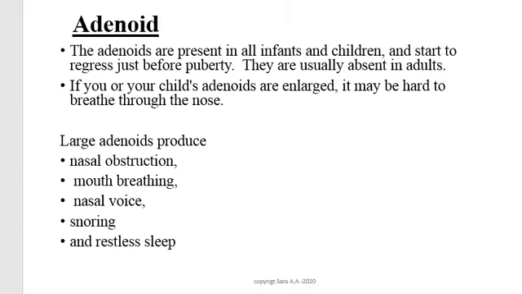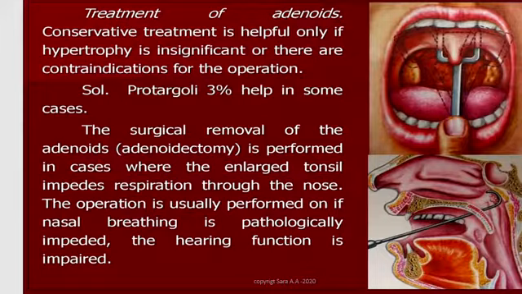The adenoids are present in all infants and children and start to regress just before the puberty period. They are usually absent in adults. If you or your child's adenoids are enlarged, it may be hard to breathe through the nose. Large adenoids produce nasal obstruction, mouth breathing, nasal voice, snoring, restless sleep, and other problems.